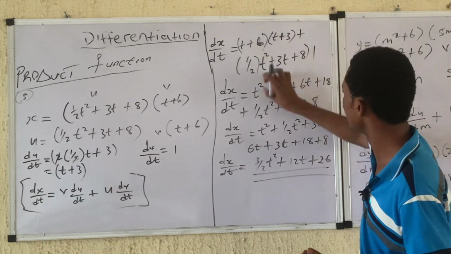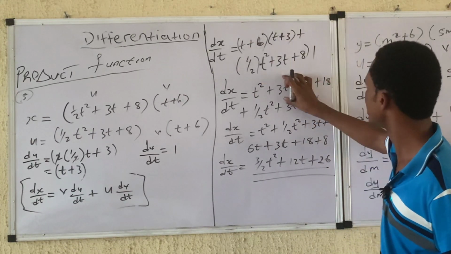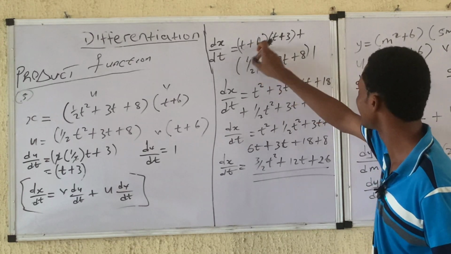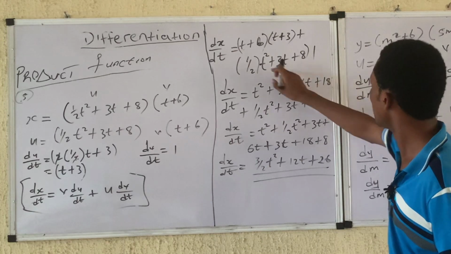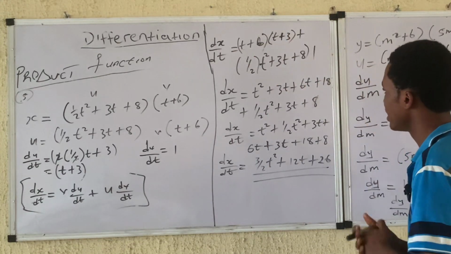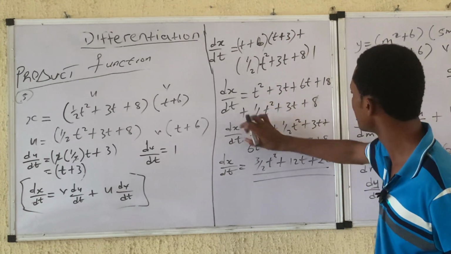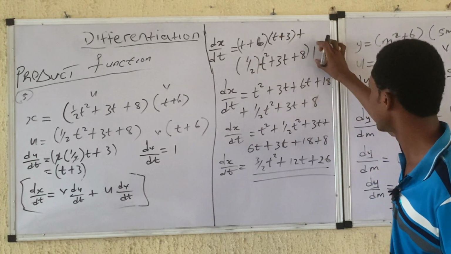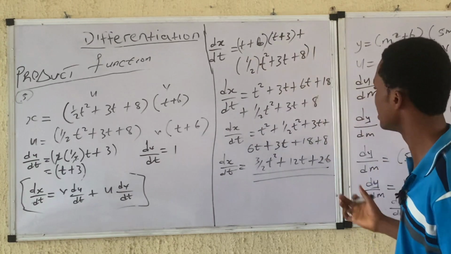Now, t times t gives you t squared, t times 3 gives you 3t. Now, moving to this 6, 6 times t gives you 6t, and 6 times 3 gives you 18, plus this plus, I repeat it here, 1 times this one will still give you this, because 1 multiplied by this one still gives you the same thing.